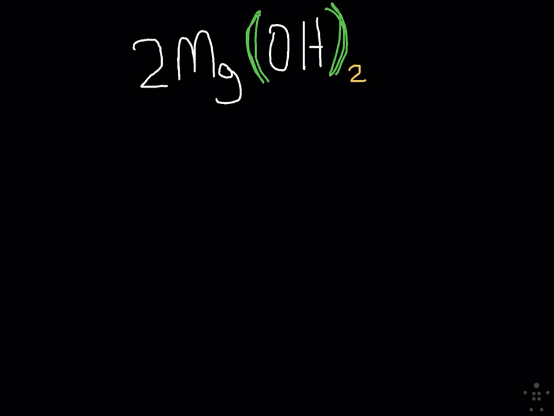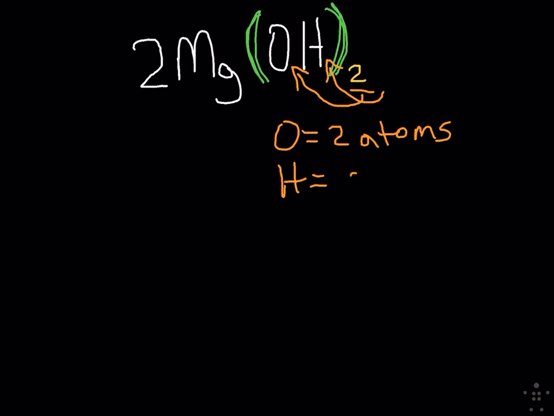So what if you get this beast where it's a parentheses, it's got a subscript, and it's also got a big coefficient up front? Well, this one, you just have to break it down. Do it in sections. Always start with the one in parentheses. I want to remind you guys that this little 2 applies to the oxygen and to the hydrogen. So underneath, I might put oxygen equals 2 atoms. Okay, and hydrogen also is 2 atoms.